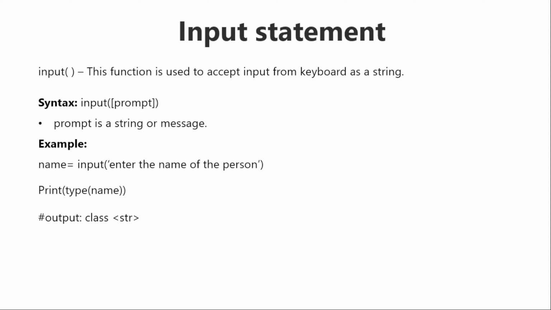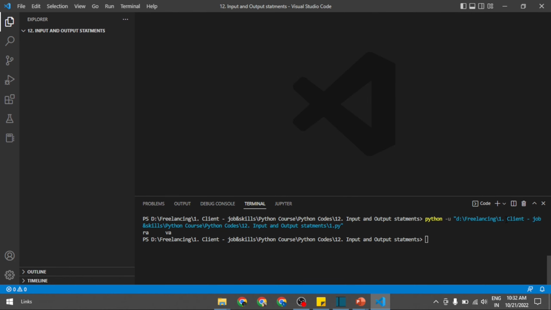The example I have given here is name = input("Enter the name of the person"). If you print the type of name, then you will get the class as string. That means the input taken using the input function will be in terms of string. So that's the conclusion of the input statement. Now let us check the example in the code editor, and we can finally get the type of the input value.